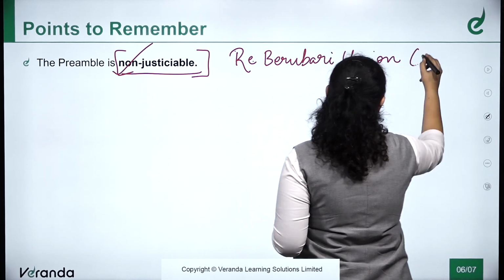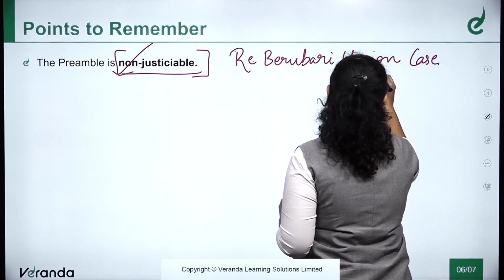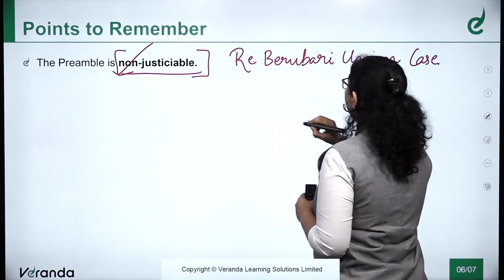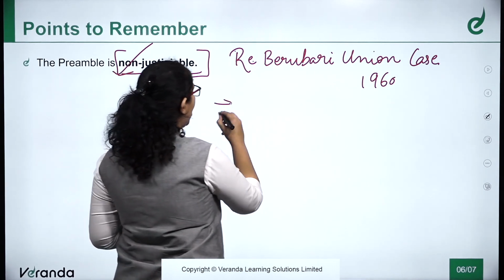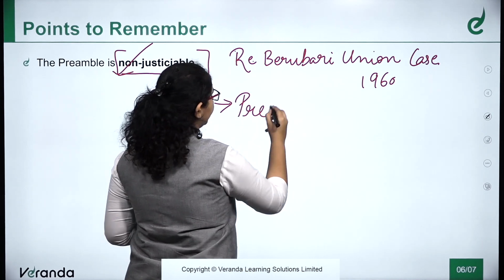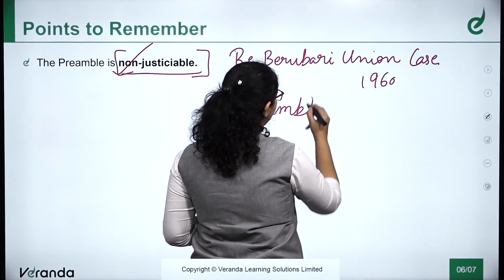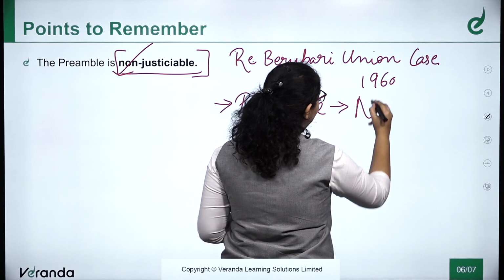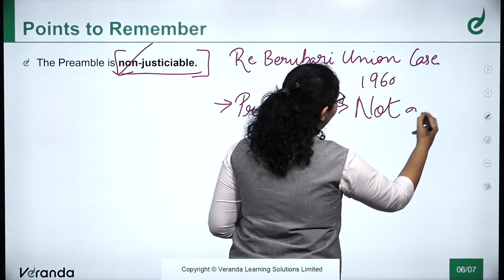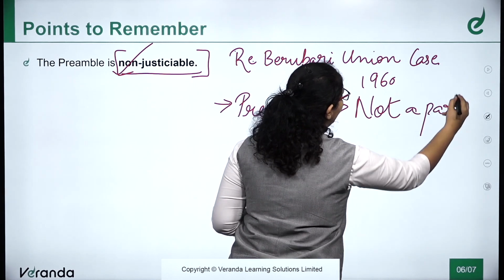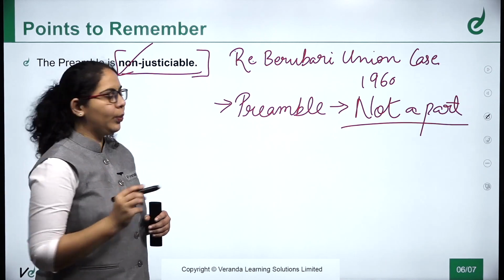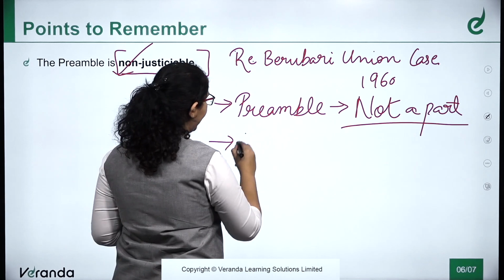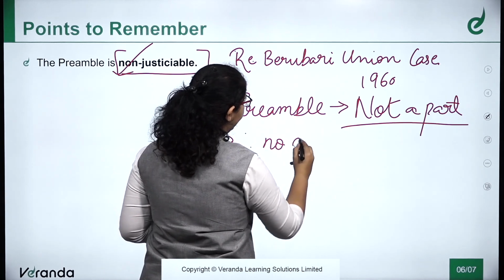Berubari Union case of 1960, in which the Supreme Court of India said that the preamble is not part of the Constitution. What does it mean? If the preamble is not a part of the Constitution, we cannot amend it. Therefore, no amendment.